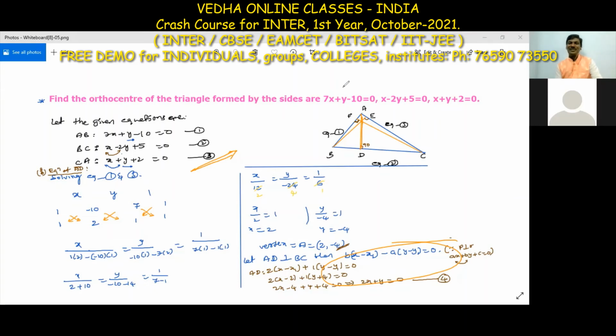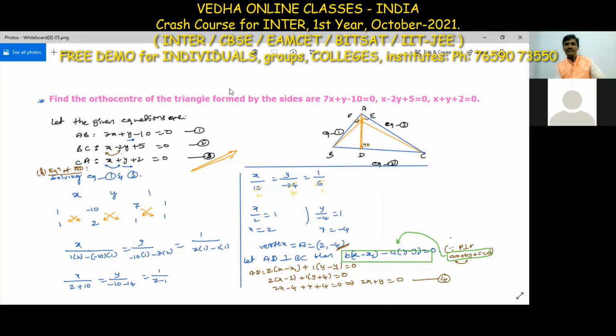Okay, this is the perpendicular line formula. Here ax plus by plus c equals 0 is a line. If this is the line, then this is the perpendicular line formula. So what is the formula? b into x minus x1 minus a into y minus y1 equals 0 is the formula.